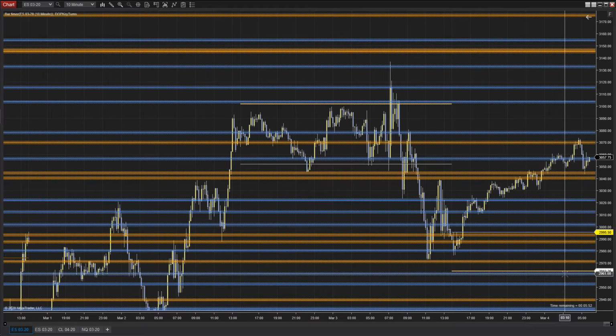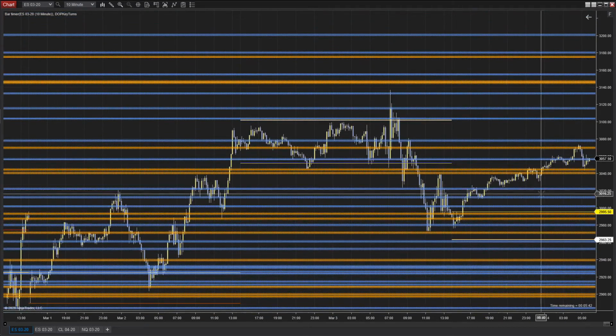So there's that one that's not used. I would argue that this is not used. This is not used. And then neither of these down here at the 2930 area, neither of those are used. And then that 11 area is not used.